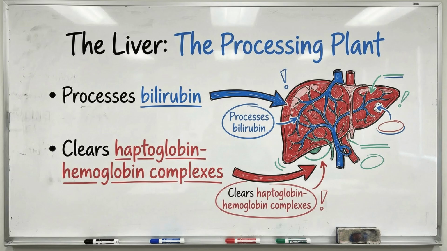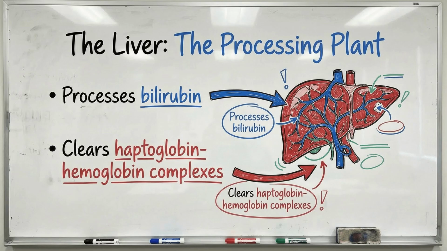The liver also produces haptoglobin, that scavenger protein we talked about, and then clears the haptoglobin-hemoglobin complexes that form during intravascular hemolysis. When the rate of hemolysis overwhelms the liver's capacity to process all this bilirubin, that's when we start to see jaundice.